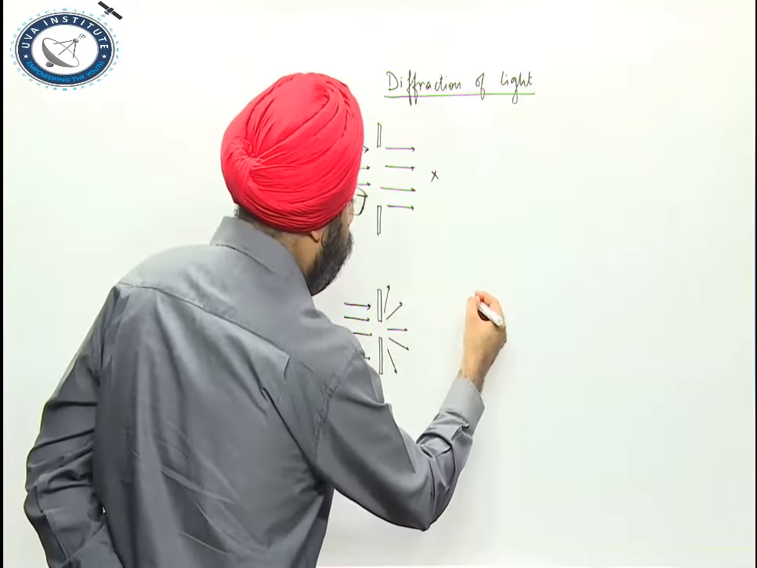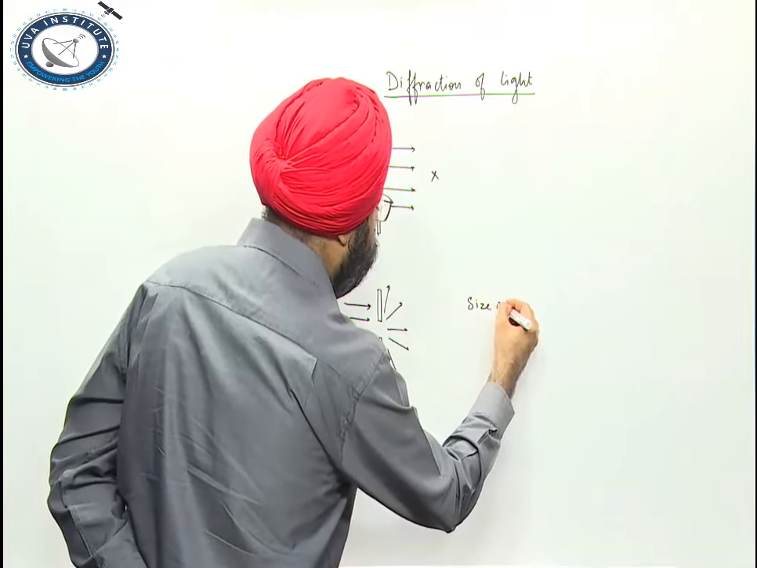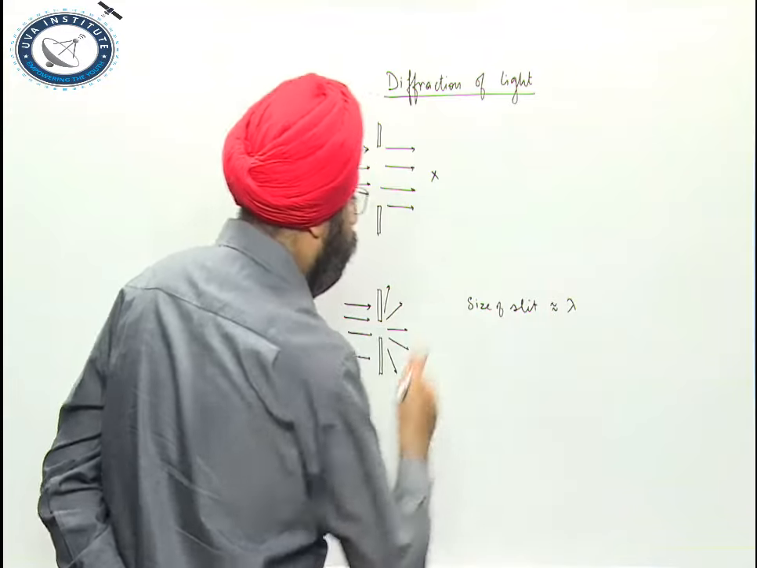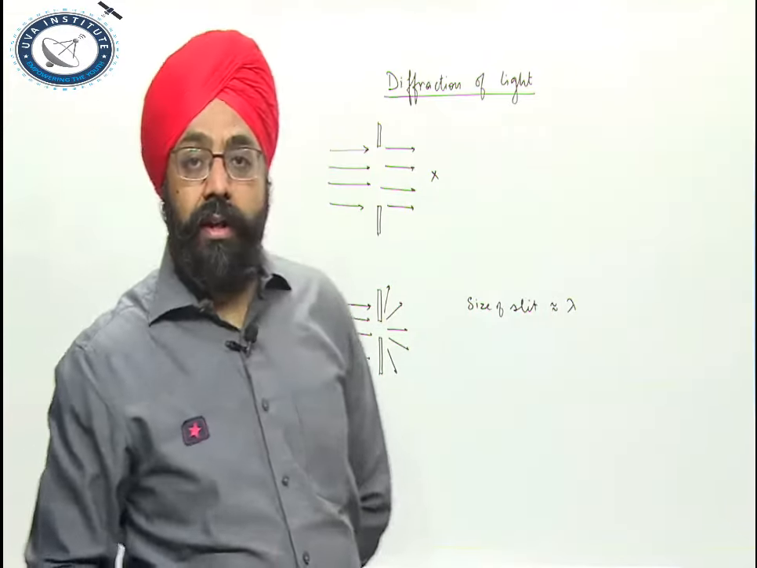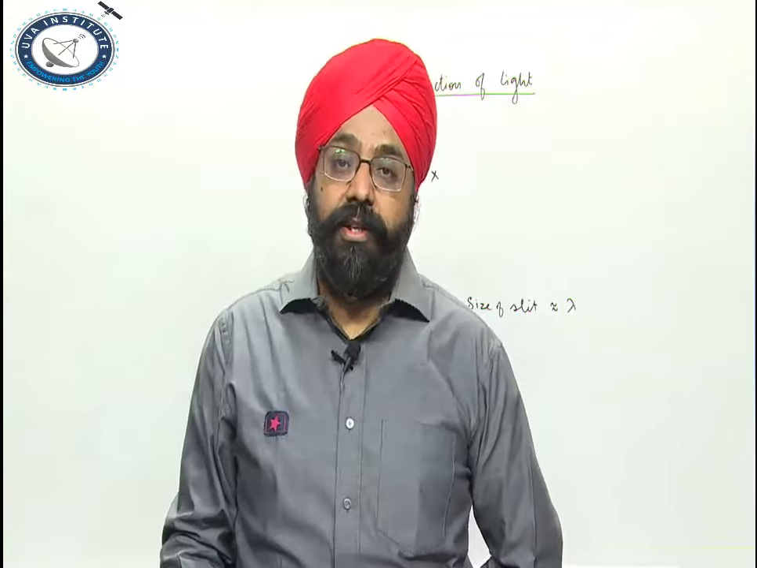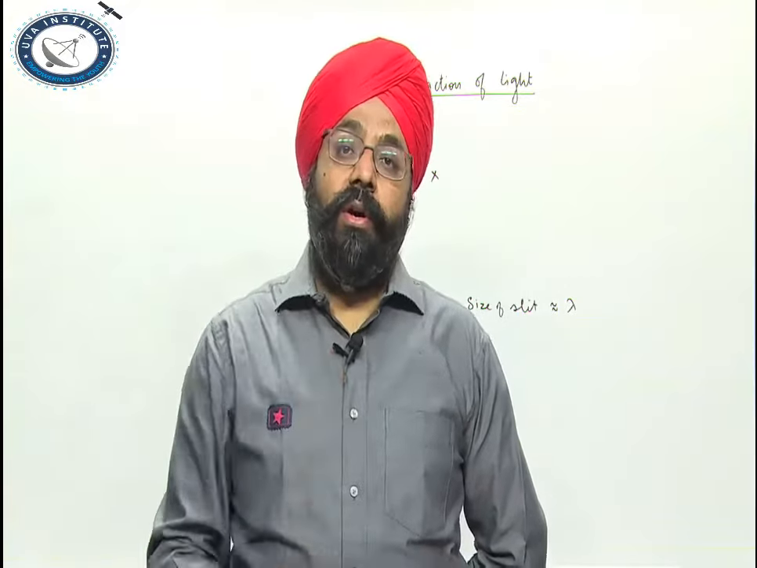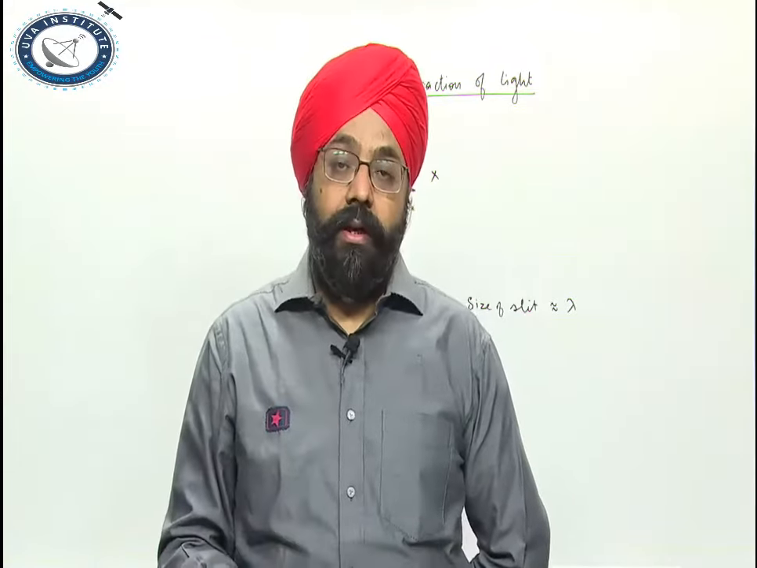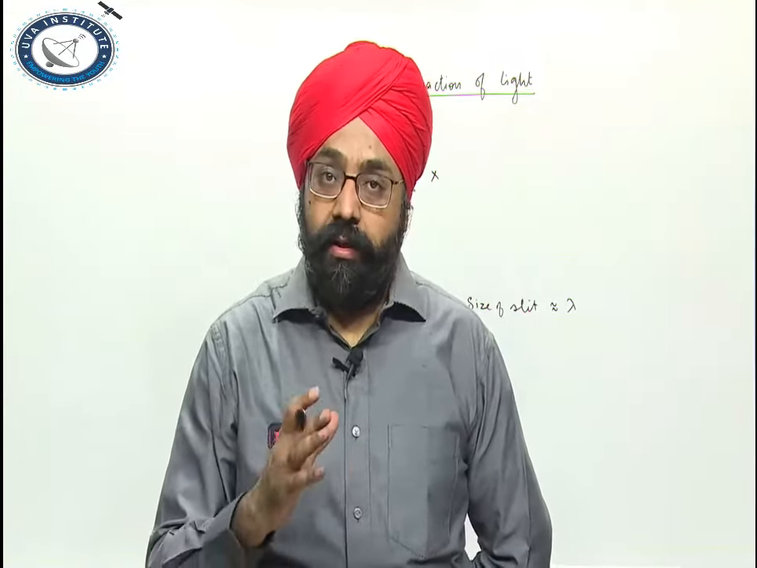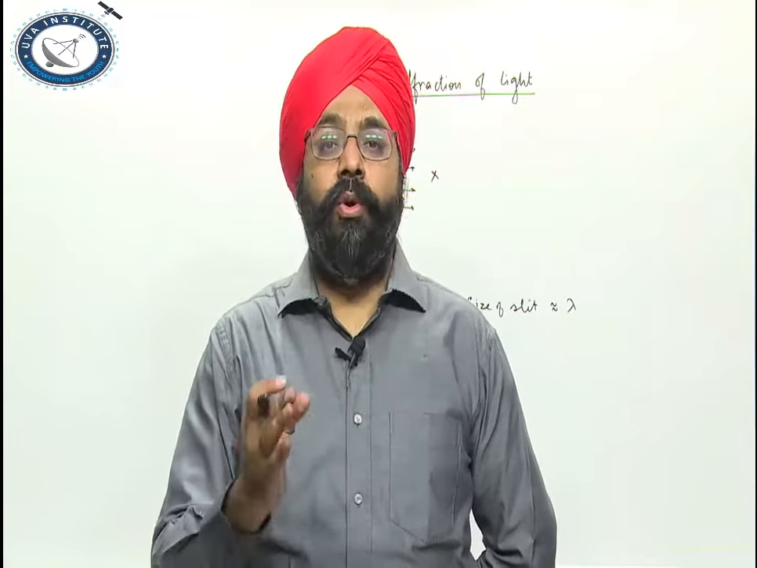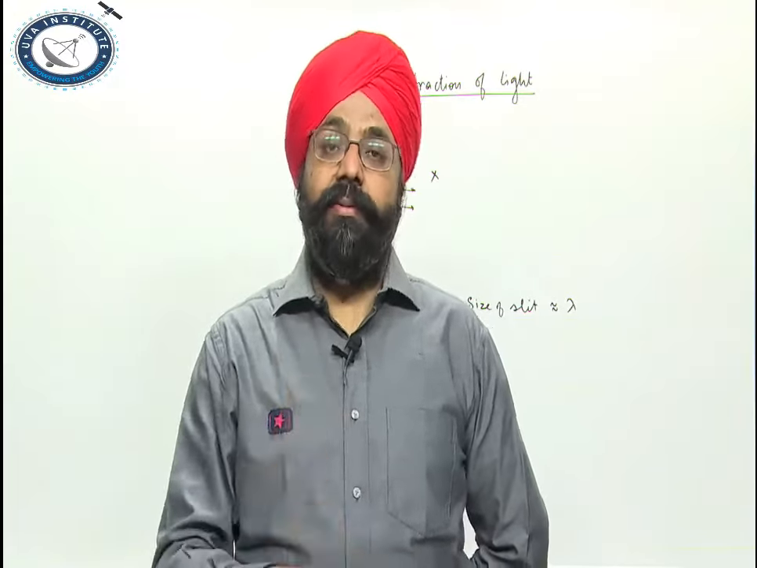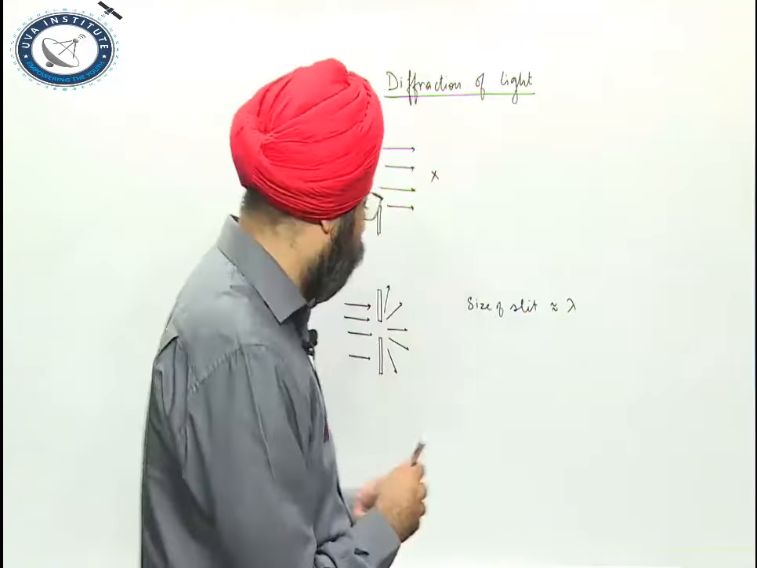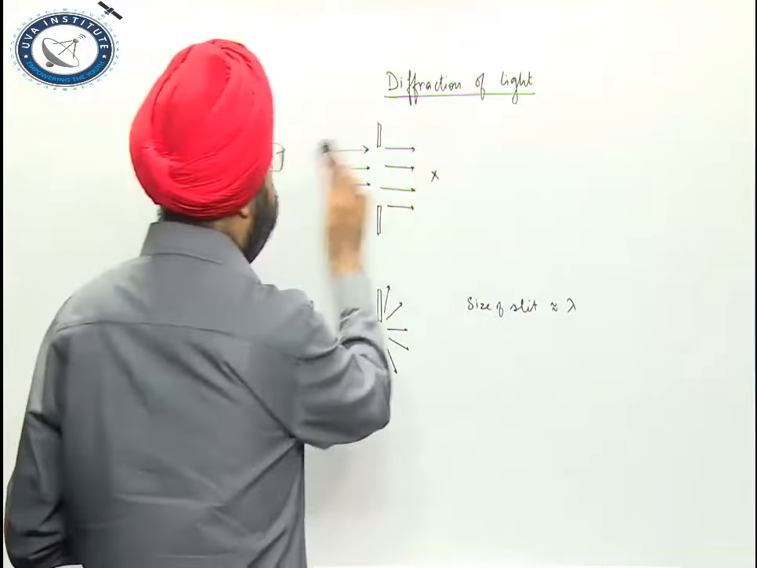For diffraction to be pronounced, the size of the slit must be of the order of the wavelength of light. If the size of the slit or aperture is of the order of the wavelength of light, diffraction will be pronounced, diffraction will be noticeable. It happens in all types of waves, may it be sound waves, light waves, or any other type of waves, like the waves formed in water also.